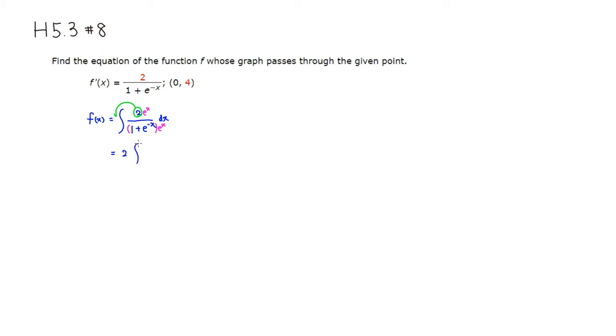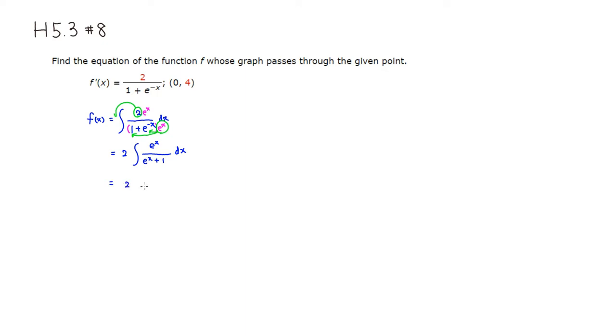Then you have an integral, then you have e to the x on top. And then e to the x is distributed to 1, so obviously you're going to get e to the x. And this is distributed to e to the negative x. Since they're reciprocals of each other, you're going to get 1. So dx.